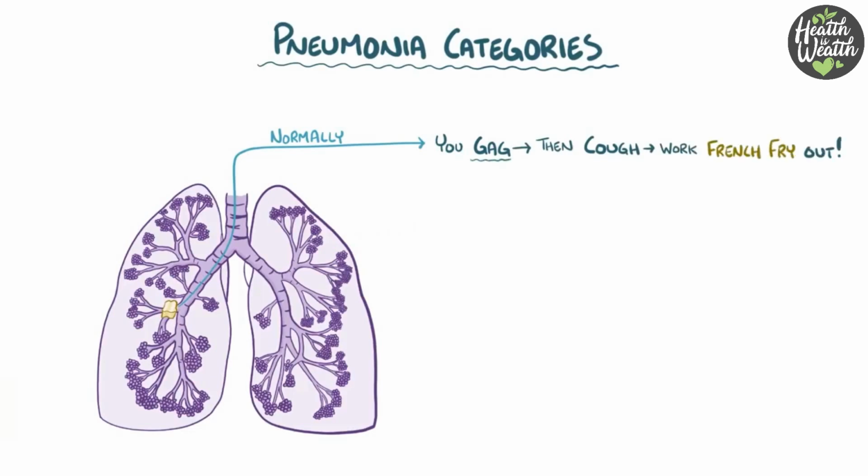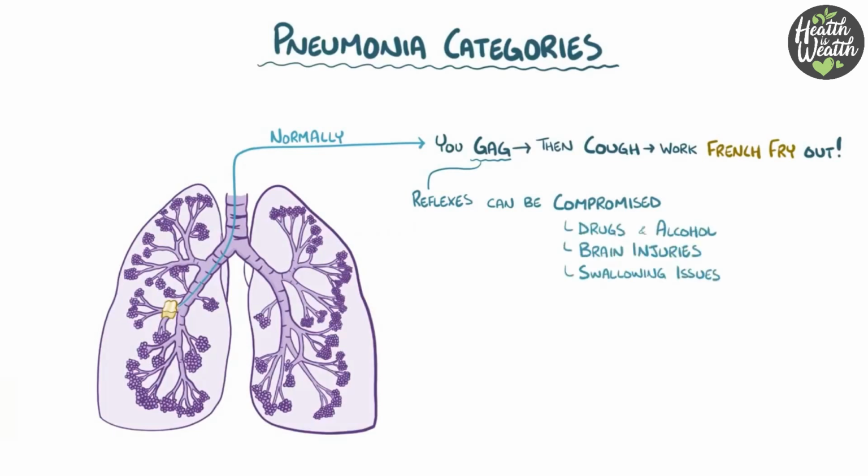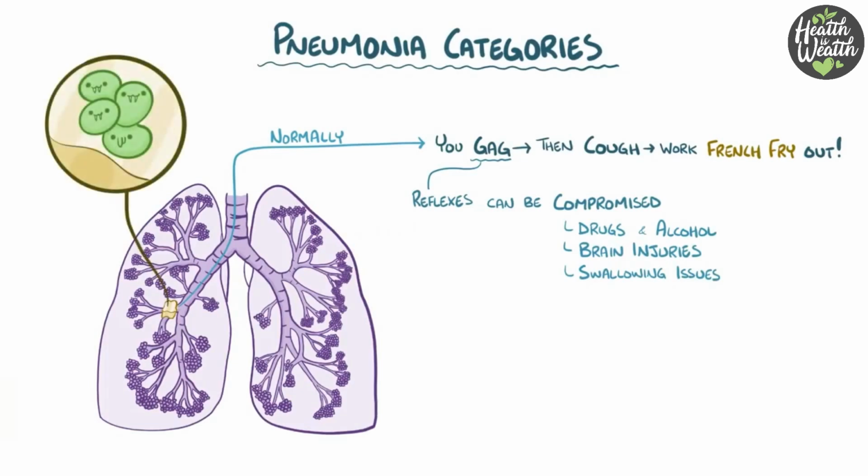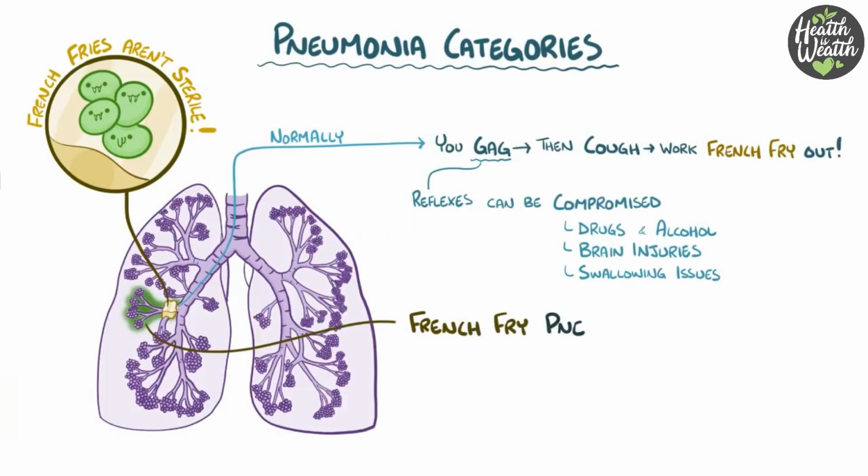These gag reflexes can be compromised, though, by drug and alcohol abuse, brain injuries, or swallowing problems. So in these cases, the French fry might stick around in your lower airways. Now, of course, that French fry isn't sterile and there might be some microbes stuck to it. If those microbes infect the lungs and you get pneumonia, we would call that French fry pneumonia. No, just kidding, it's called aspiration pneumonia.